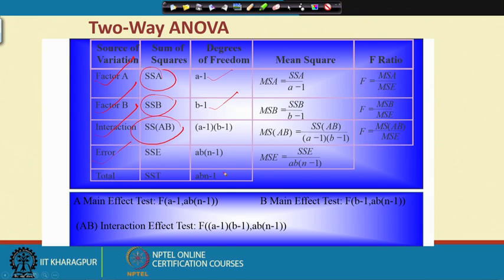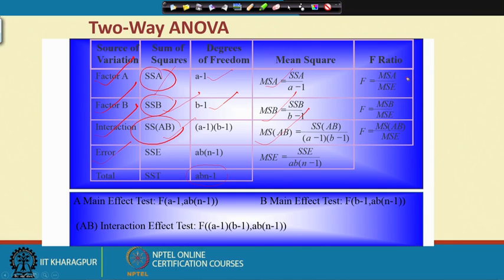So, this is the combined samples, that is abn, and the degree of freedom will be abn minus 1, and we typically get to know the mean square of factor A, mean square of factor B, and mean square of the interactive effect. This is nothing but the sum of squares of factor A divided by the degree of freedom, followed by factor B, and also by the interactive effect.